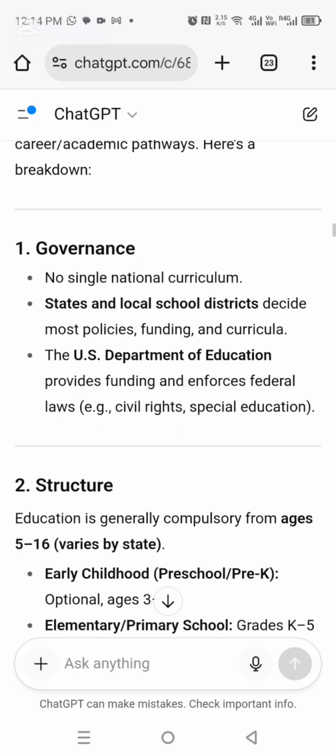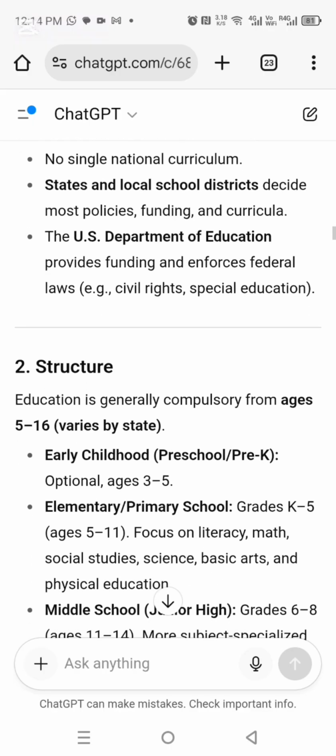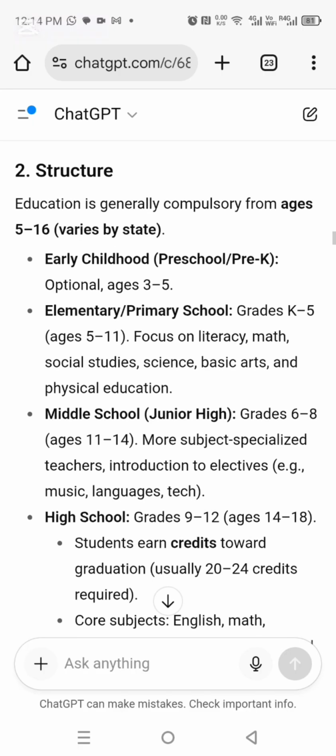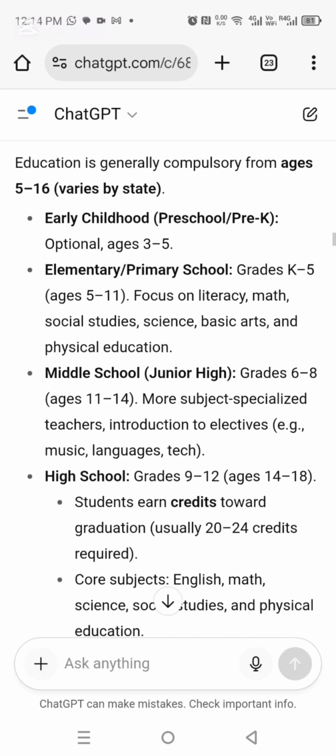Here's a breakdown. On governance, there's no single national curriculum, but we get it because it's different states. Local school districts decide most policies, funding, and curricula. Okay, the structure: education is generally compulsory from ages 5 to 16. It varies by state again. Early childhood, ages 3 to 5, which is optional again. Then elementary or primary school, which is grades K to 5, ages 5 to 11.